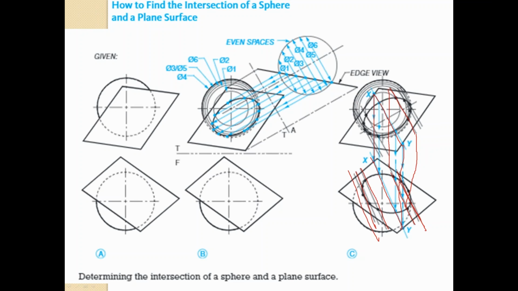And then once you finish with all these lines, you're gonna have to continue on with this intersection point, project them down and intersect with this line. Same thing, project them down to intersect with this line, and do the same thing continuously going down, get all these intersection points, and now you can connect these points with your irregular curve. And that's how you determine the intersection of the sphere.